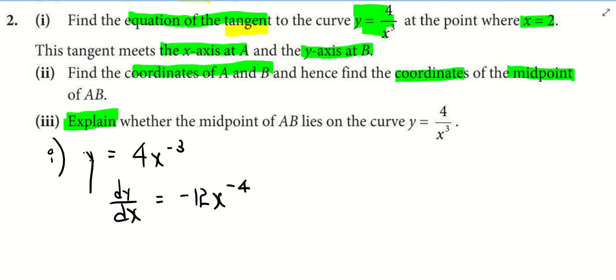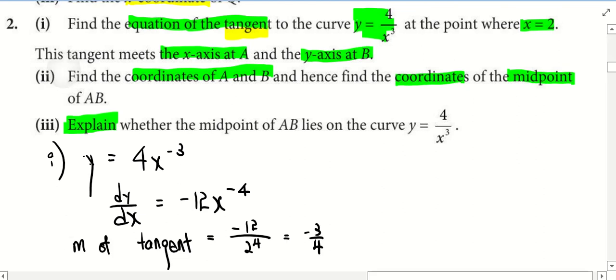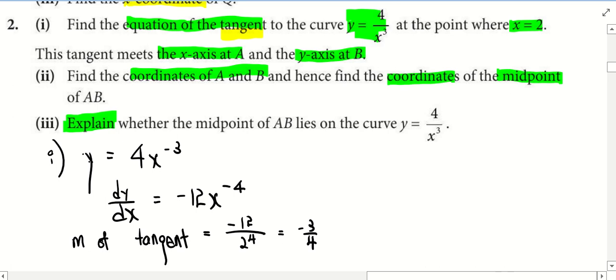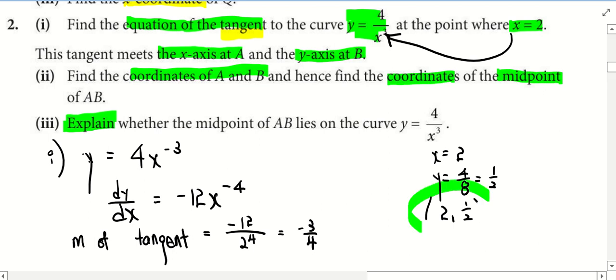Okay, I found the gradient function. So basically, I need to substitute the value of x inside to find the gradient of the tangent. But I know that if I need to substitute a point inside, I don't have my y value. Remember, I can do my side working. When x is equal to 2, go and find the corresponding value of y by substituting back into the original equation. So as you can see, the coordinates that I have is definitely (2, 1/2).